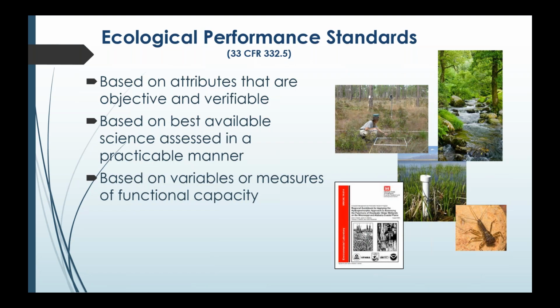Okay, so ecological performance standards need to be based on attributes that are objective and verifiable. I've already said that, based on the best available science assessed in a practical manner, and these are listed in the rule. These are the parameters that are laid out on how we as regulators review proposed performance standards. But this is what we're expecting from our applicants and consultants. And they need to be based on variables or measures of functional capacity when available.